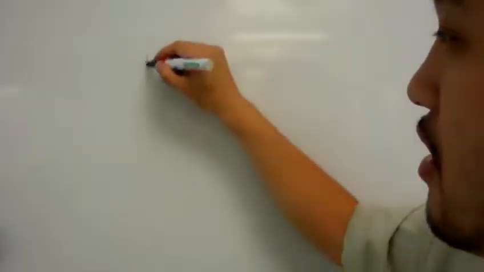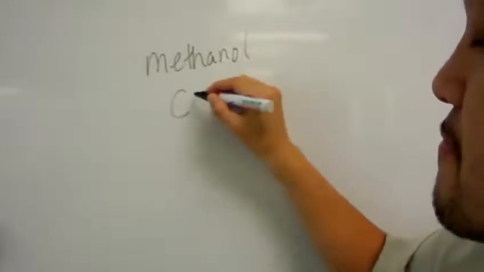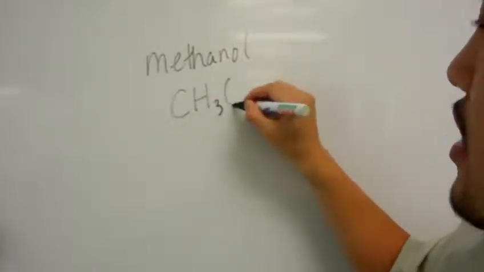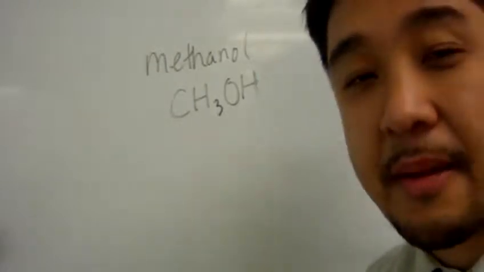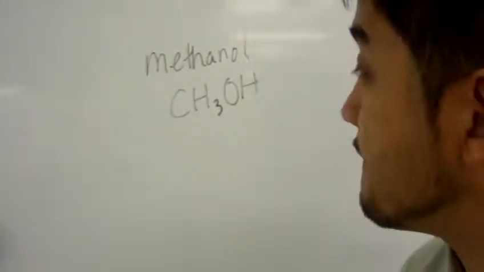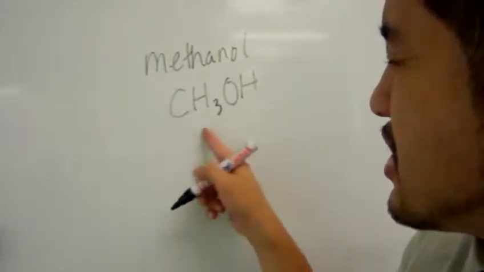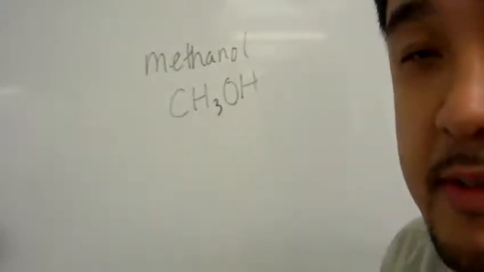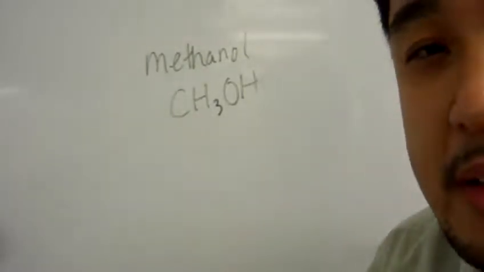Alright, moving on. Let's do methanol. Methanol has a formula of CH3OH. It's an organic molecule. Cool. Alright. And the way that the formula is written out gives you an idea of what is bonded to what. Alright.